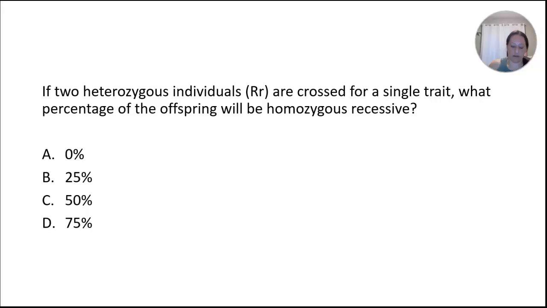Okay, so here we go, another one. If two heterozygotes, so big R, little r, times big R, little r, are crossed for this trait, whatever the R trait is, what percentage of their offspring will be homozygous recessive? So let me give you a minute to solve that. Okay, so hopefully you did your Punnett square, and 25% of the offspring are expected to be homozygous recessive. That's the prediction.